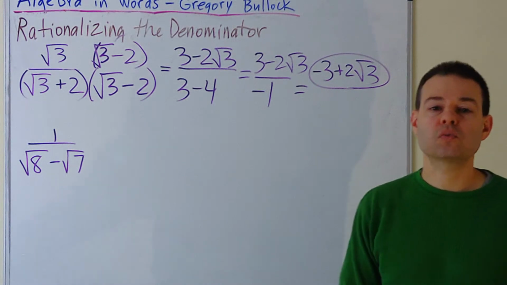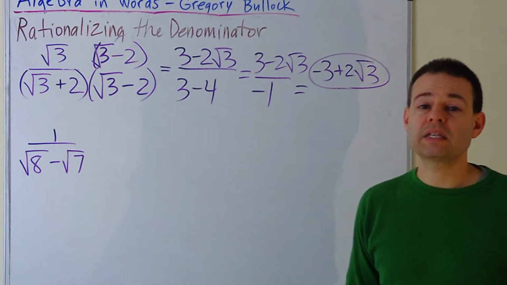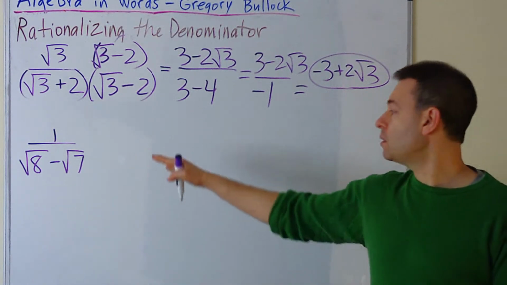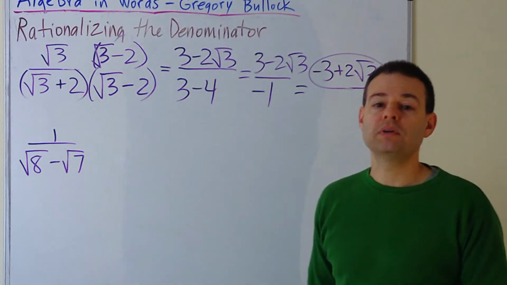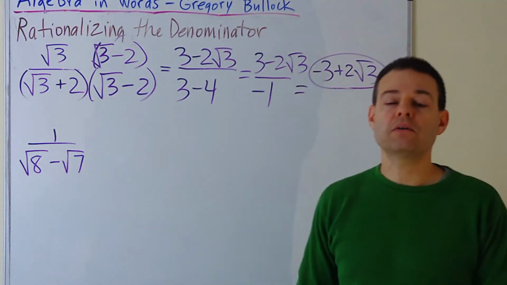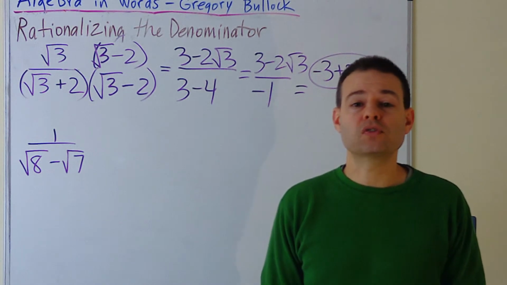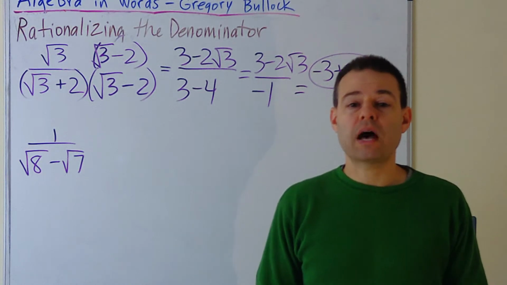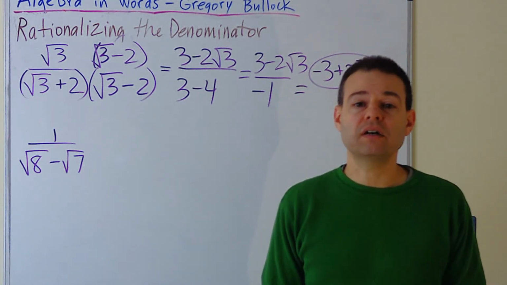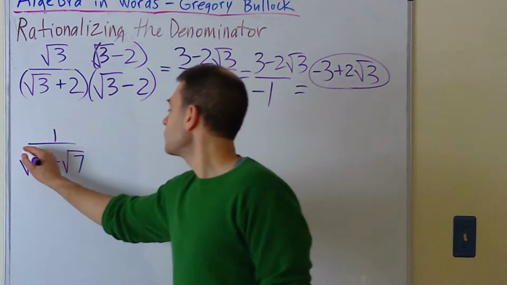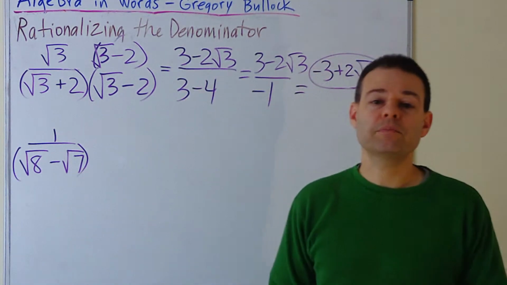Now let's look at the next one. And the principles are basically the same. The only difference between this example and the previous example is that in this example there's now 2 radicals in the denominator. But that really doesn't make much of a difference. We're going to apply the same method, which is multiply the top and bottom by the conjugate of the denominator. Let's put that in parentheses.